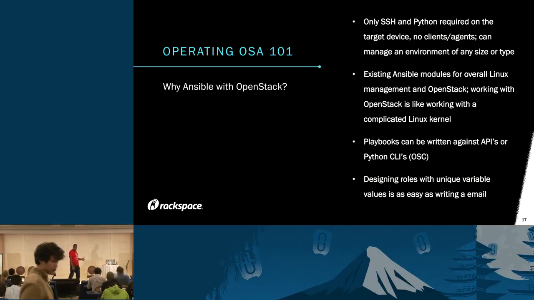So you don't have any agents. You don't have to worry about chasing down configurations and things like that. That's why I like Ansible. There are already modules in Ansible that work with OpenStack. With the 2.0 release of Ansible, they actually have new modules to work with OpenStack directly.